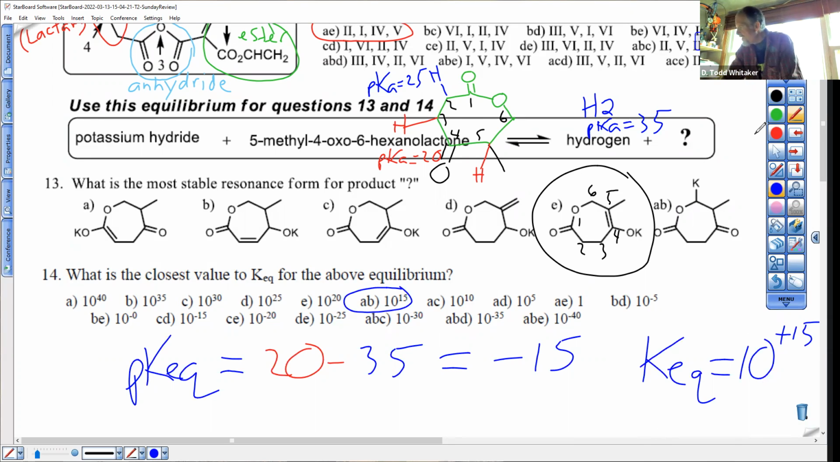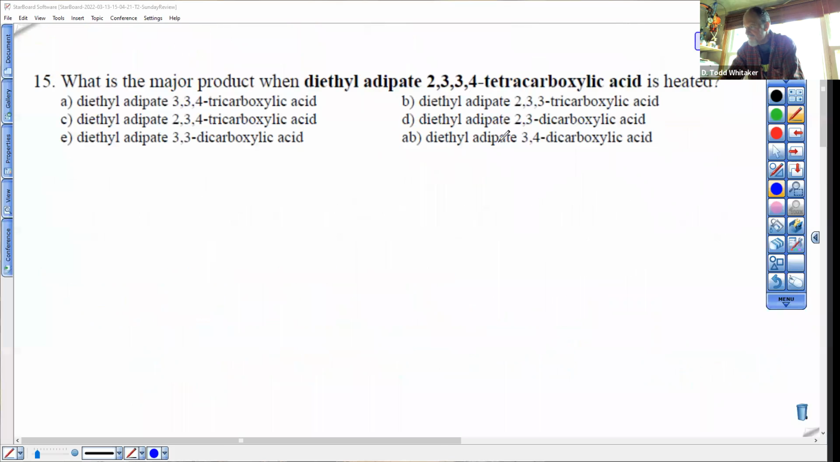And a quick finish to our video here. We're going to do number 15 as well. Diethyl adipate. So it's diethyl adipate with 4 extra carboxylic acids on positions 2, 3, 3, 4.